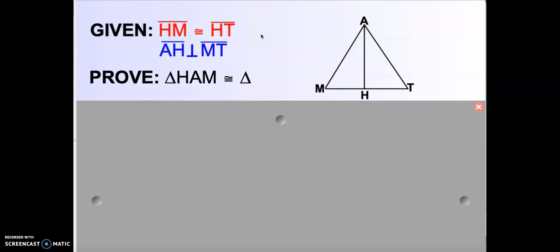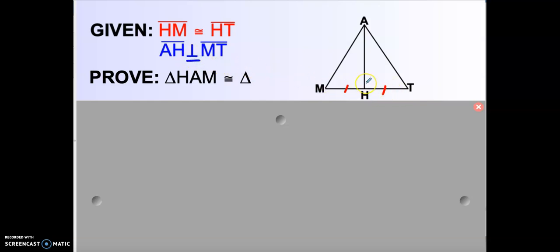It's a second proof dealing with triangles, and I tried to make my screen a little bit tighter for this one so we could see more things on the screen. So again, I have some givens, and I'm going to go in and mark these givens on the picture. I know segment HM, that's this one right here, is congruent to segment HT, that's this one.